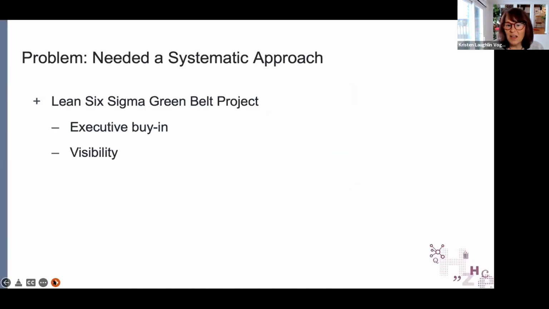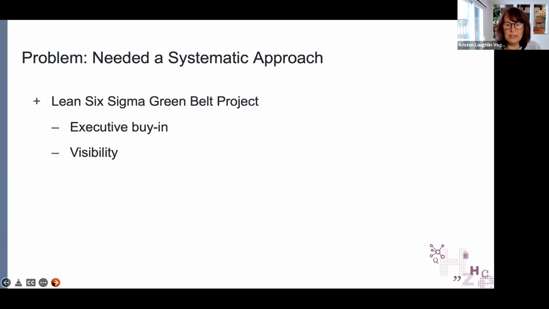Next slide. So I decided I needed a systematic approach to the problem. And my organization has an internal Lean Six Sigma and continuous improvement program. I had already completed a Lean Six Sigma yellow belt, and Lean Six Sigma, or LSS, is a system for increasing organizational efficiency and decreasing error. So I decided to go to the next level and do a Lean Six Sigma green belt project.